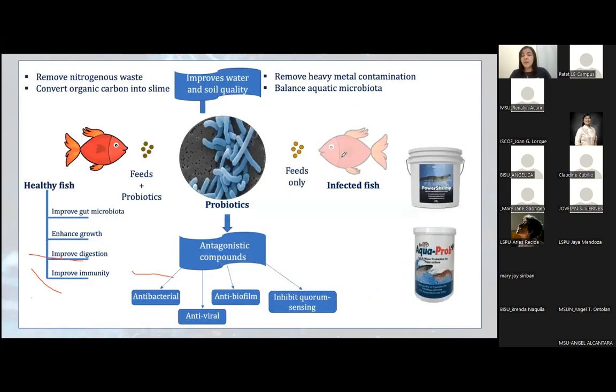Next. Bakit we use probiotics sa aquaculture? It's because when you put probiotics in feeds, it improves gut microbiota. Merong mga good bacteria diyan that enhance growth, improve digestion, and improve immunity. So same din, class, sa atin, uminom tayo ng Yakult because okay sa tiyan. Same din with the fish. Nilalagyan din sila ng probiotics to have these health benefits. So ito yung mga example ng commercial probiotics that we can get, especially ginagamit ang probiotics sa intensive aquaculture.